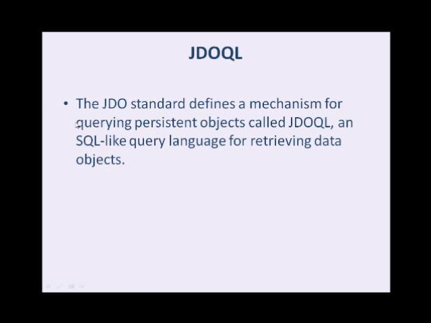In order to retrieve objects from the data store, we use the JDOQL. The JDO standard defines a mechanism for querying persistent objects called JDOQL, an SQL-like query language for retrieving data objects. When we need to search for some objects in the data store, we create these query sentences, which are executed against the data store, so we can retrieve the objects.